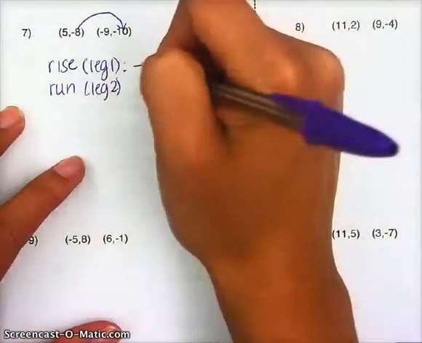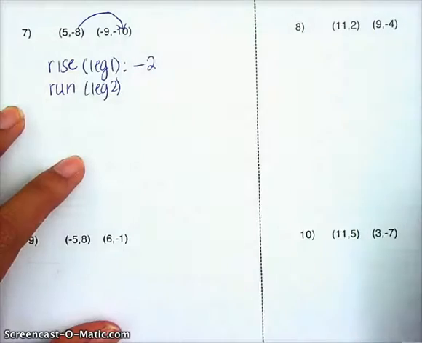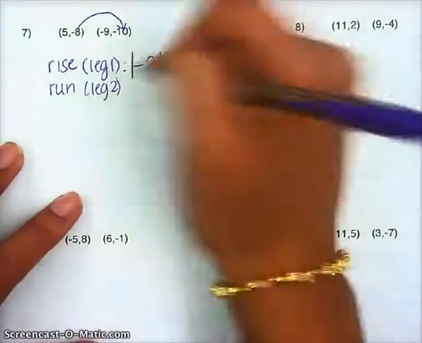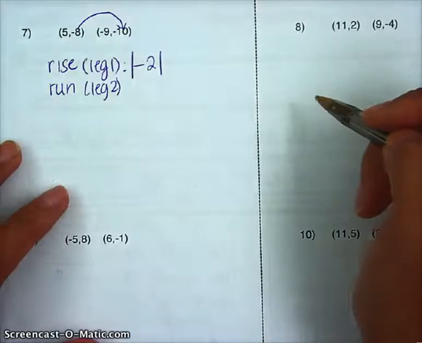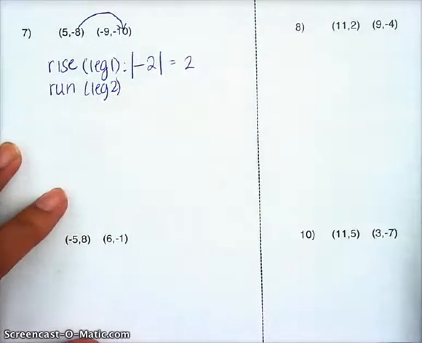Smaller, so I'm subtracting how much? Everyone? 2. So can I have a negative distance? No. So I'm going to take the absolute value of -2. How far is -2 from 0? 2. So it's going to be 2.